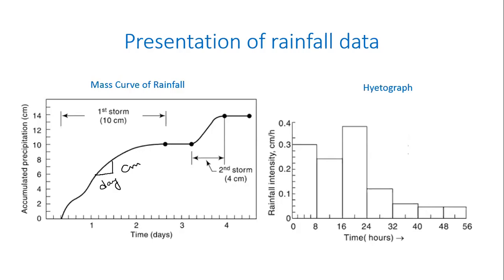And this name hyetograph, this word hyetos, H-Y-E-T-O-S, comes from the Greek word for rainfall. Graph means it's a graph. So a hyetograph is a graph that represents the rainfall intensity as a function of time during a storm. So this is how typically rainfall data is presented. Those rainfall gauges that I was talking about may collect information of this kind.